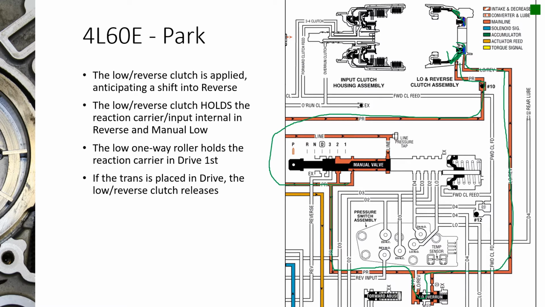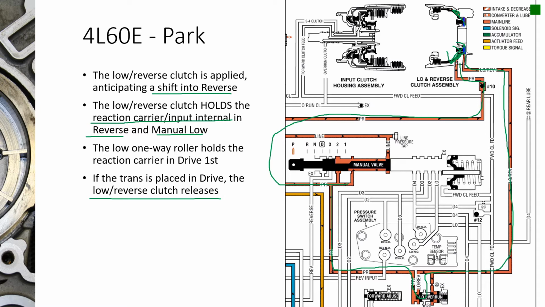If you remember, what they're doing is anticipating a shift into reverse, so they go ahead and apply the low reverse clutch assembly. The low reverse clutch assembly holds the reaction carrier input internal gear, which is applied in reverse and manual low. If we shift into drive, it really doesn't make a difference, because that low reverse clutch will release, but it is actually holding the same part that the low roller clutch is holding. So you're not going to feel it either apply or release. That's the reason they leave it applied in park.